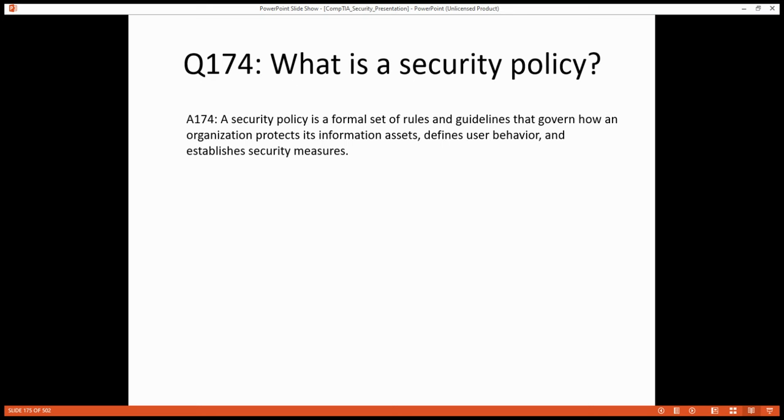Q174. What is a security policy? A174. A security policy is a formal set of rules and guidelines that govern how an organization protects its information assets, defines user behavior, and establishes security measures.